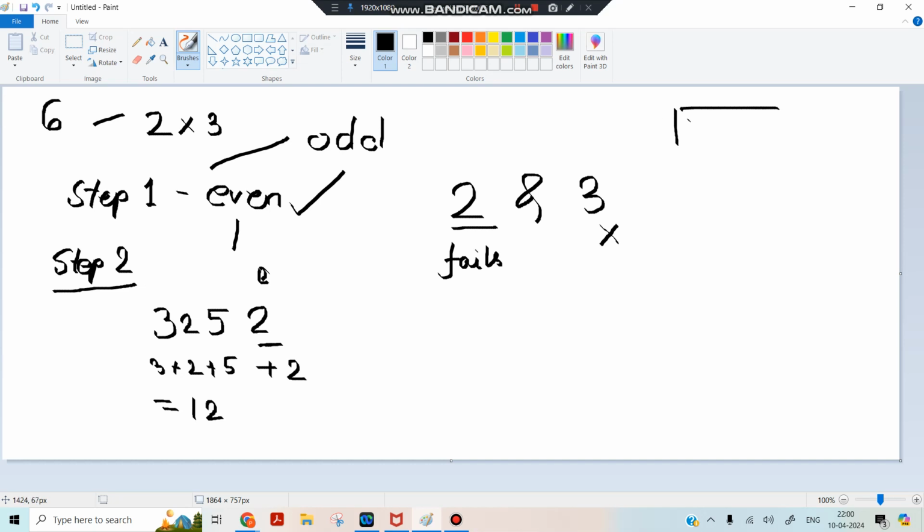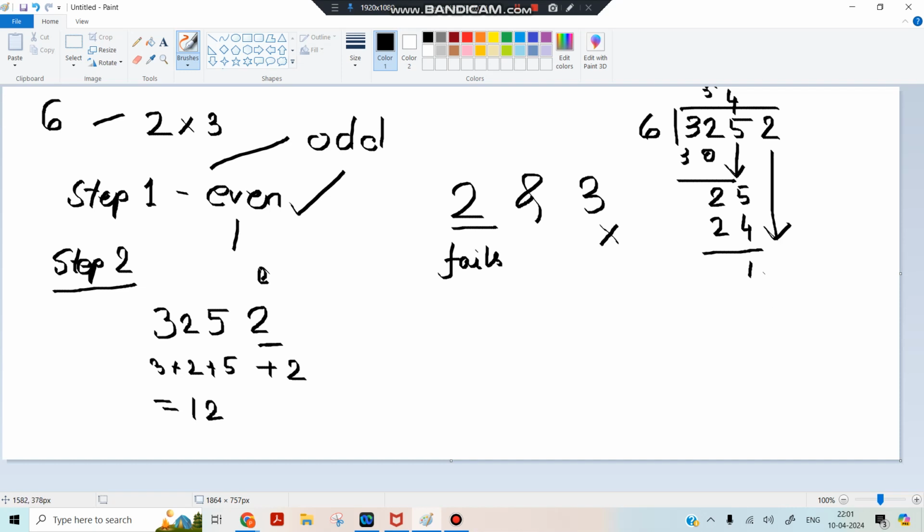3, 2, 5, 2. 6 times 5 is 30. 2 is my remainder. 5 comes down. 6 times 4 is 24. 1 is the remainder. 2 comes down. 6 times 2 is 12. So we have proved the divisibility test of 6.